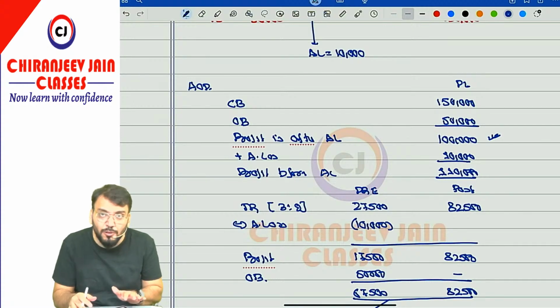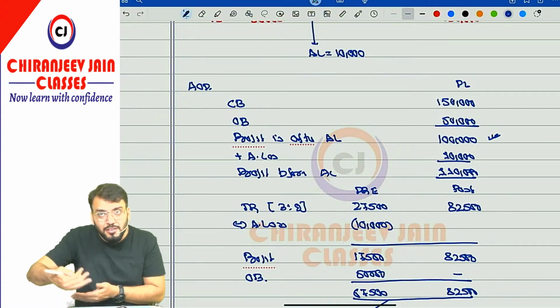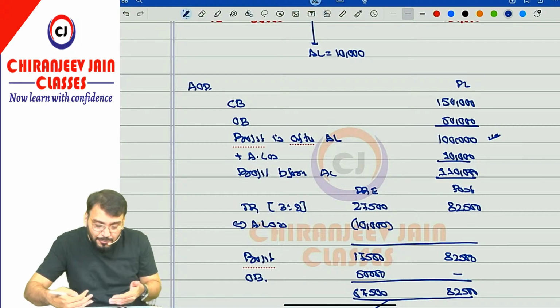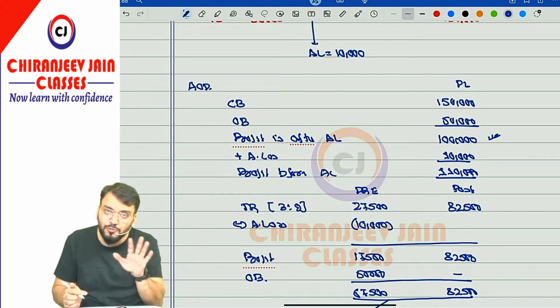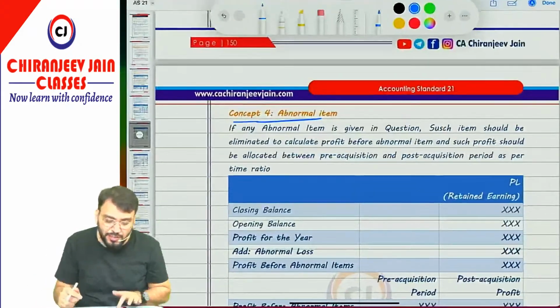Have you understood abnormal loss and analysis of profit? Other working notes we'll discuss, but have you understood this? Yes sir, we have understood. Abnormal loss you have understood. Next concept is what? Let us come to the next concept.